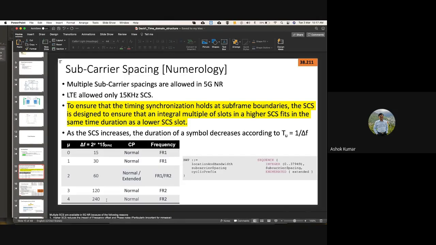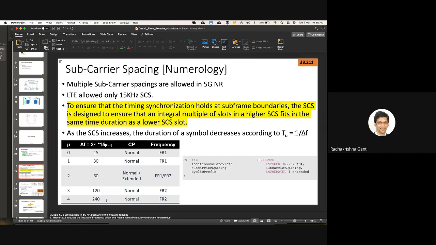And what is the reverse reason? Lower frequency and higher subcarrier spacing: why don't we use higher subcarrier spacing there? It turns out that if you have higher subcarrier spacing, this is a problem I'm going to give you in your assignment this time. Your CP length, how much CP you use, depends on your delay spread.